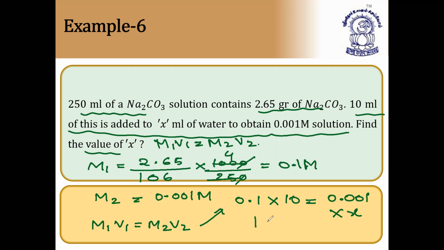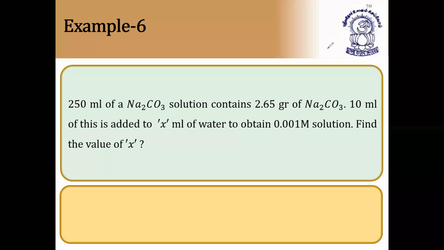I hope this is clear now. 0.1 into 10 is 1. 1 is equal to 0.001 into X. So X will be 1 divided by 0.001, which is equal to 1000 ml. But the answer is 990 ml because 10 ml of this is added already. So 1000 minus 10 will become 990. So 990 ml. I hope this is clear now.